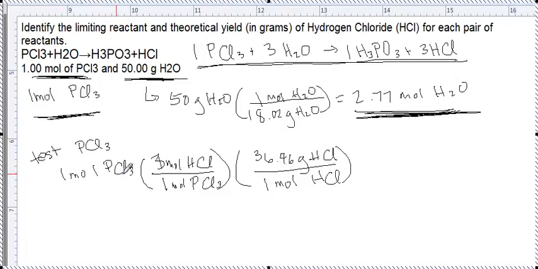You multiply 1 times 3 divided by 1 times 36.46. Essentially, you're just doing 3 times 36, which is 109.38. So if you had unlimited water but only 1 mole of phosphorus trichloride, you would get 109.38 grams of hydrochloric acid. Are we cool? Alright, I'm going to stop the Jing.